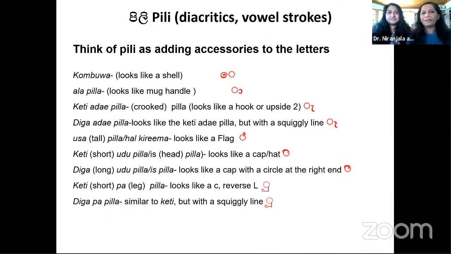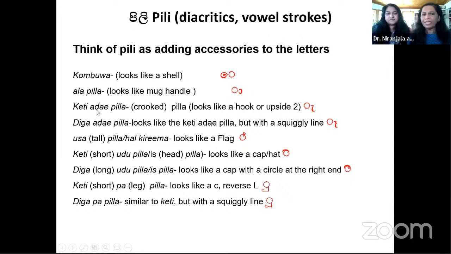Okay, so again, we are going through our strokes of pili. You don't have to memorize the names of these. I know I've said this before, but this is just for you to know. You can always go back to the YouTube video to review these, right? So kombuva looks like a shell. It's like a snail, right? I call it a swirly thing. In front of a letter, it makes a sound; we are going through the sounds too, but this is about the shapes. Alapilla looks like a mug handle.